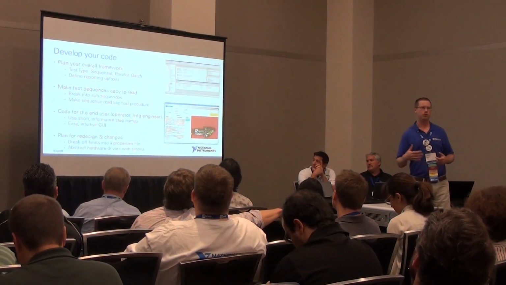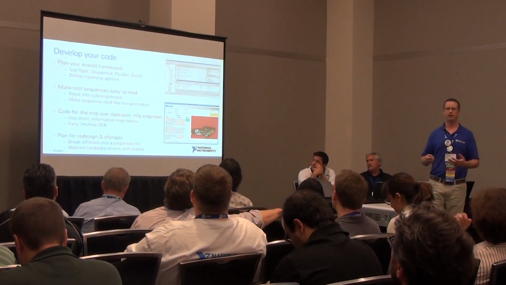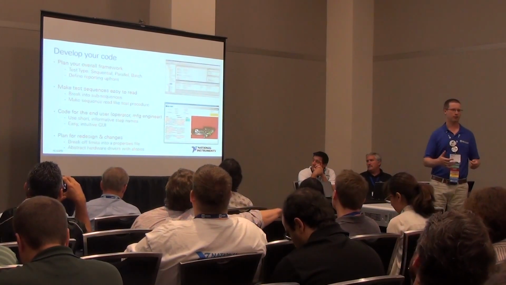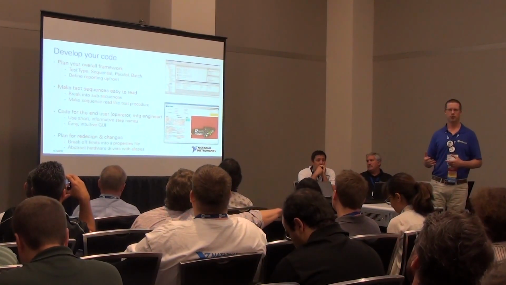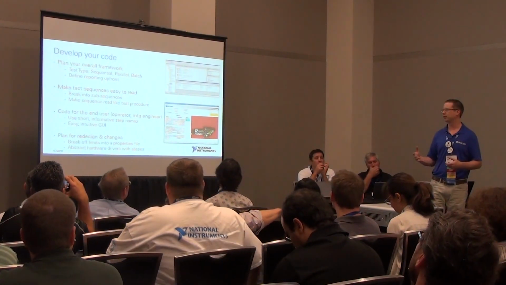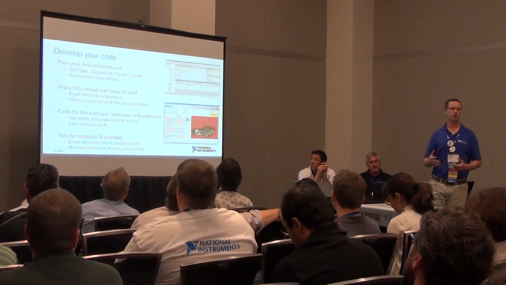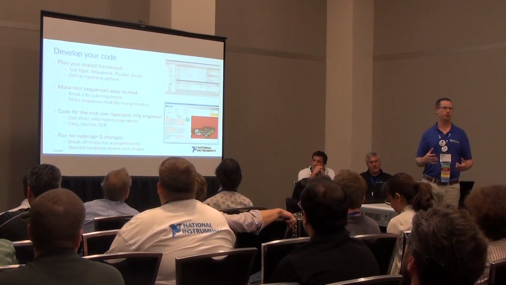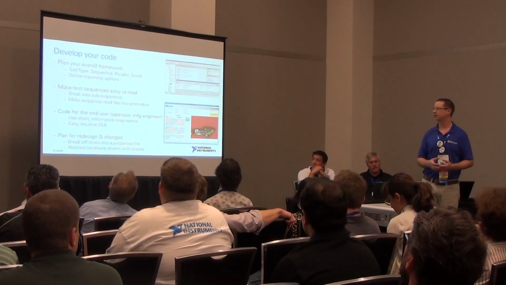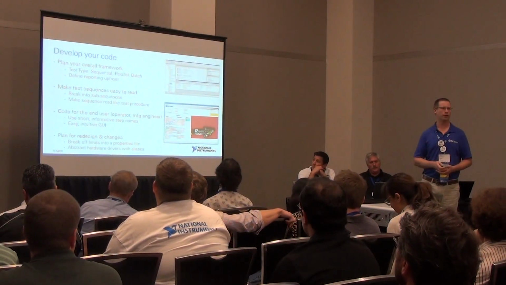So once you've defined your test sequencing framework, it's time to develop the code. The first step in developing your code is to understand the framework that you selected. In the case of TestStand, there's a whole lot of options just out of the box. Because it's so flexible, you need to understand what these options are and which ones need to be modified for your particular application. So to start, what type of test are you running?